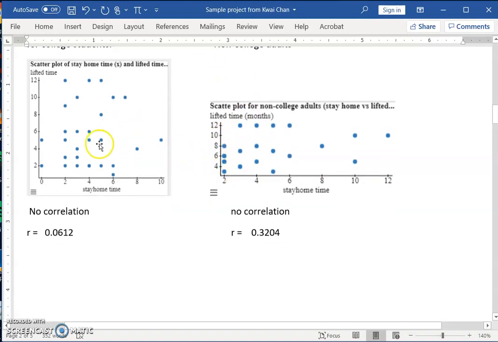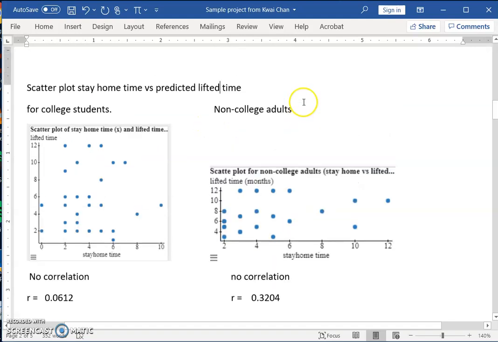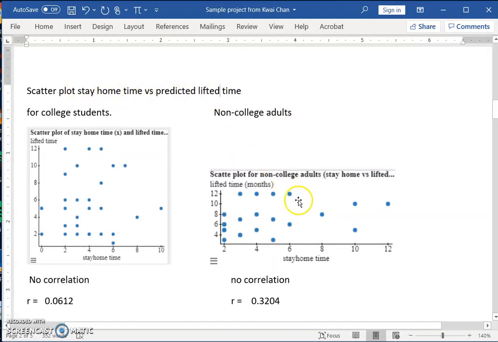And it seems like there's no correlation in both of them, except for the non-college adults data set, the matched pair data set. The correlation seems to be higher. So I want to do a correlation analysis of this one to see if there is actually a correlation between stay home time and predicted lifted time.